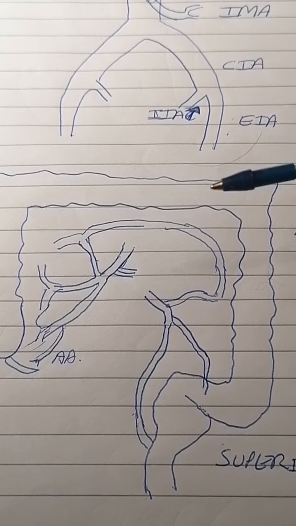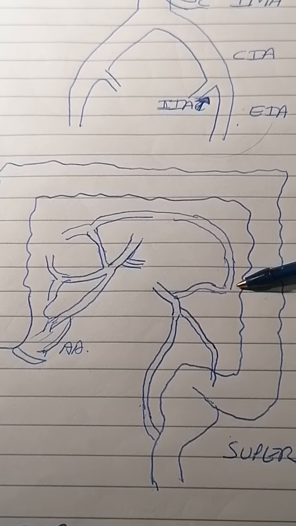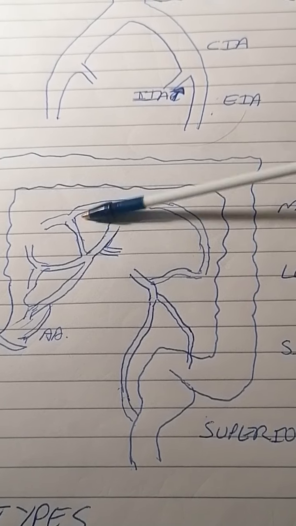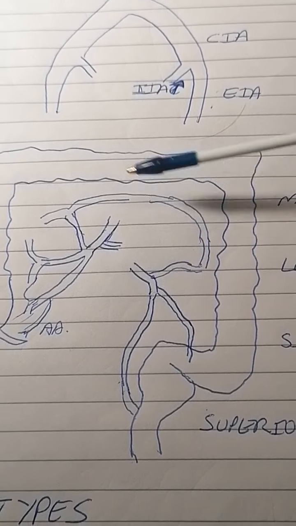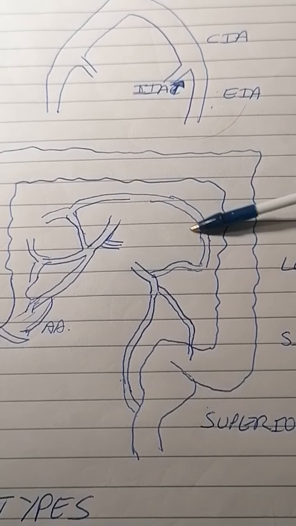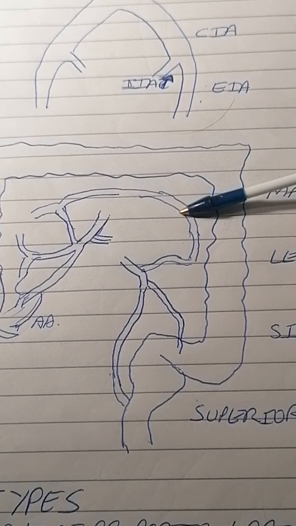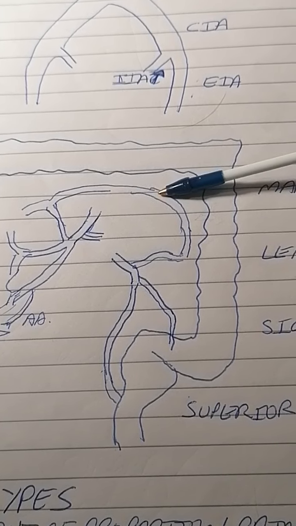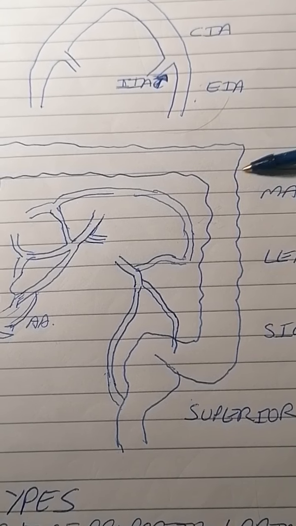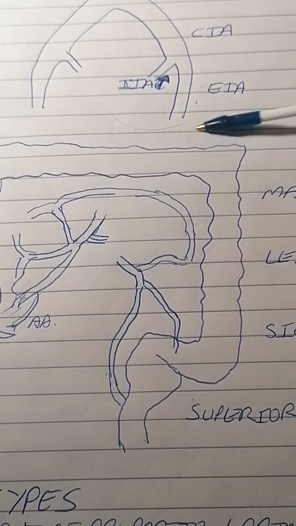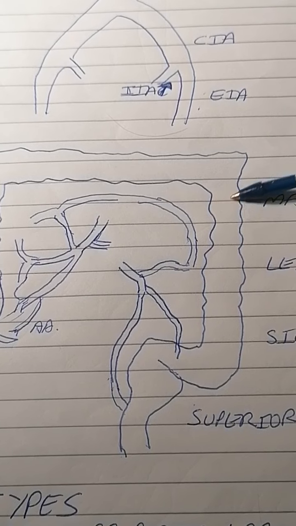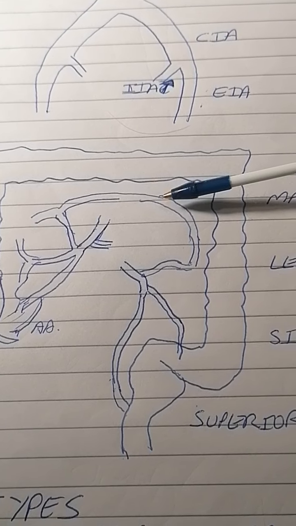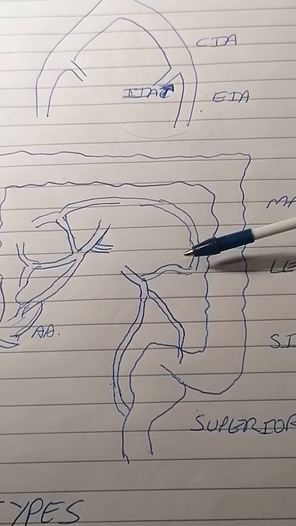Now, an important part to know about is the collateral. The SMA and the IMA are joined to each other through the marginal artery. This part would be your marginal artery, named the marginal artery of Drummond, and this one is supplying your splenic flexure area of the large intestine, this area. It is a kind of watershed area. The marginal artery is nothing but a connection between your SMA and your IMA.